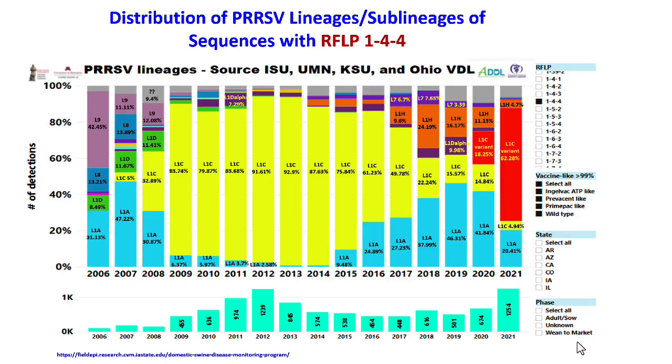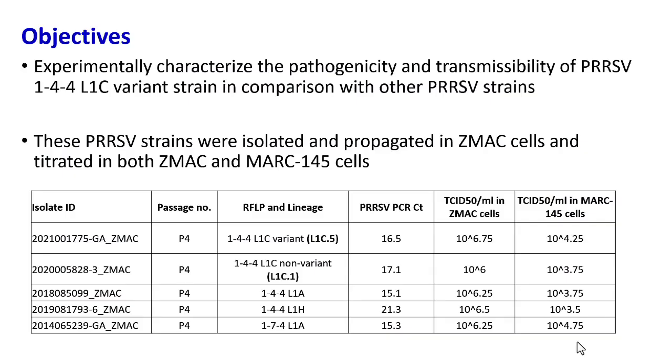If you look at the data over the years, in 2020 and 2021, among all of the 144 PRRSVs, most of them belong to lineage L1A, or lineage L1C variant, or lineage 1H. All the others are non-variant L1C. So that's why in this study we selected 5 virus isolates.